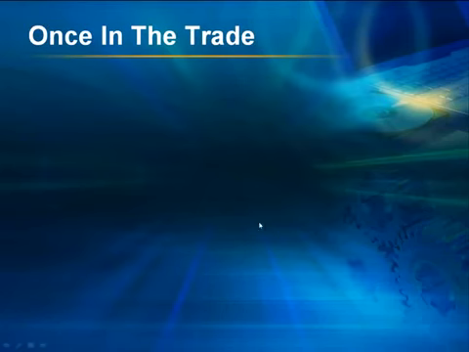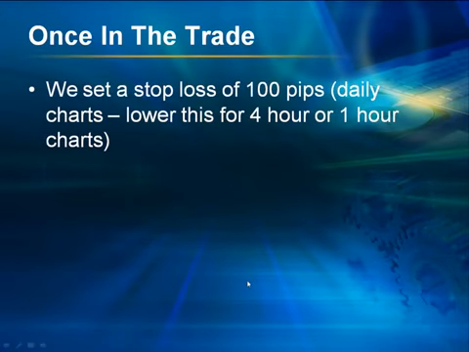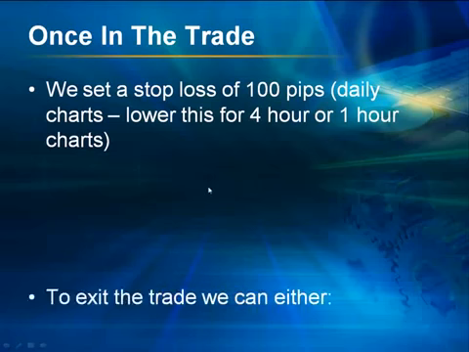And then once we're in the trade, the trade themselves are fairly automated. We set a stop loss at 100 pips, and again, this is for the daily charts. When we get to video 5, I'll talk about some shorter time frames, but don't use 100 pip stops on a 4-hour or 1-hour chart if you decide to trade those.